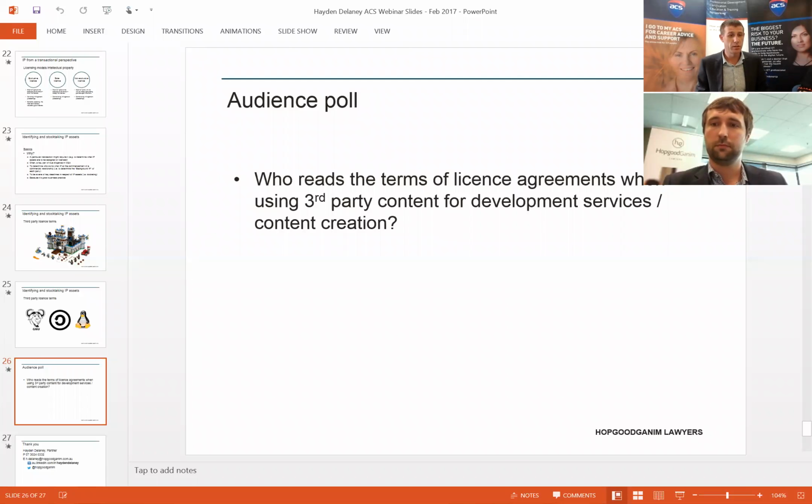Just go back to a question that we had prior. Does copyright protect an architecture?